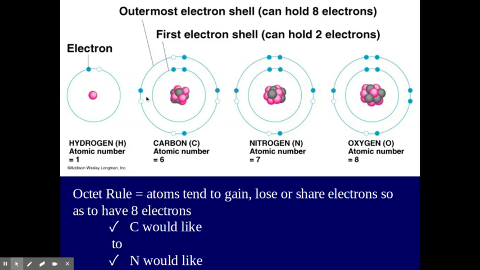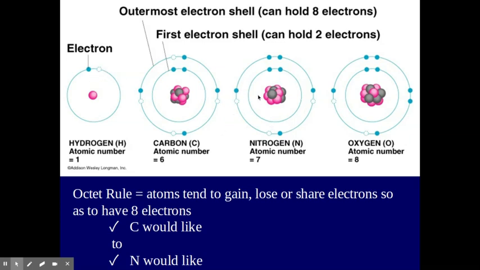Now to fill that shell would take 8. So you can see there's 4 places where an electron could go. That's going to mean there's 4 places where carbon wants to form bonds. Hydrogen just has 1 place that it wants to fill, right?